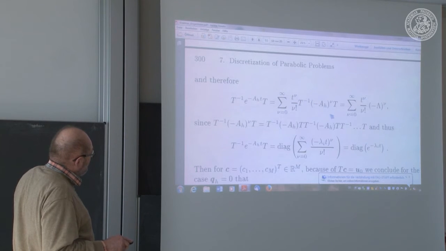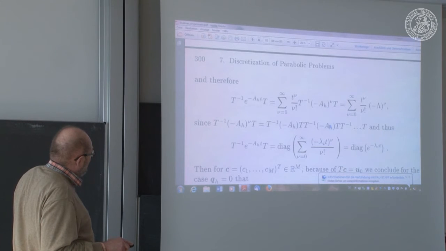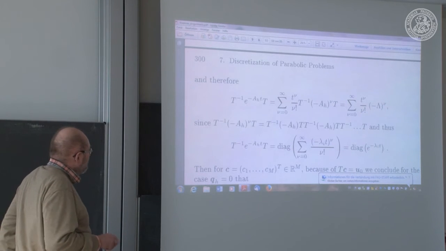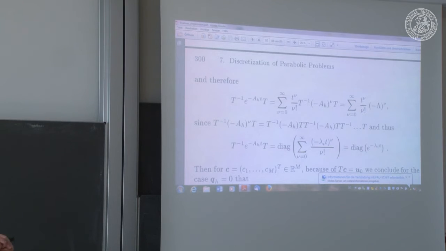And now we have the similarity transformation of a power of a matrix, which is the similarity transformation of the matrix to the power. Here this is a line which reminds you that this is true, but the similarity transformation of the e to the minus At was minus the diagonal matrix. So we only have to transform the powers of the diagonal matrix, which is of course a diagonal matrix with the corresponding powers on the diagonal.